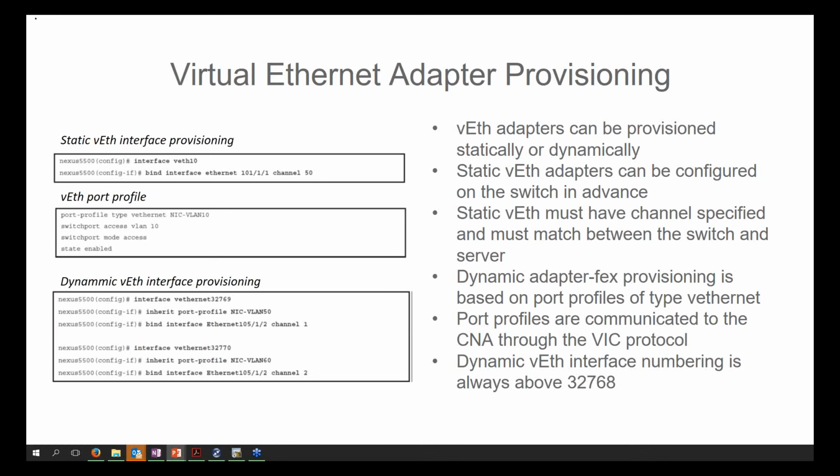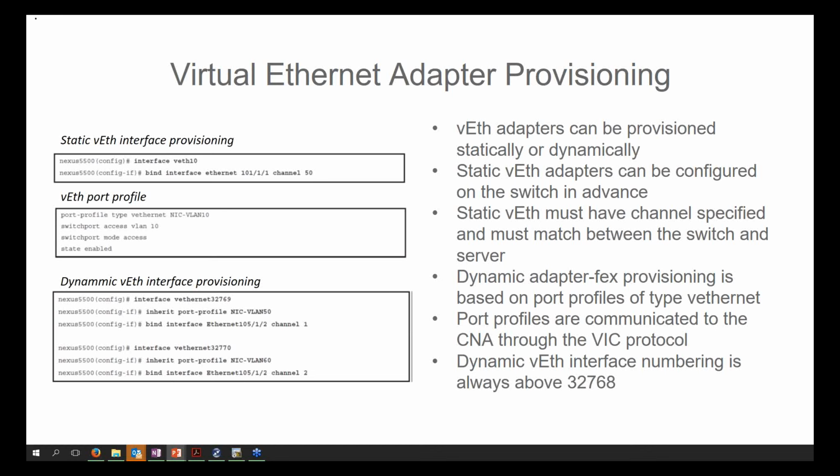Port profiles can be configured once. You provide a port profile type vEthernet, and provide a name. In this case, it is going to be NIC VLAN 10, and then you provide the configuration. You tell it switchport access VLAN 10, switchport mode access, and enable it.